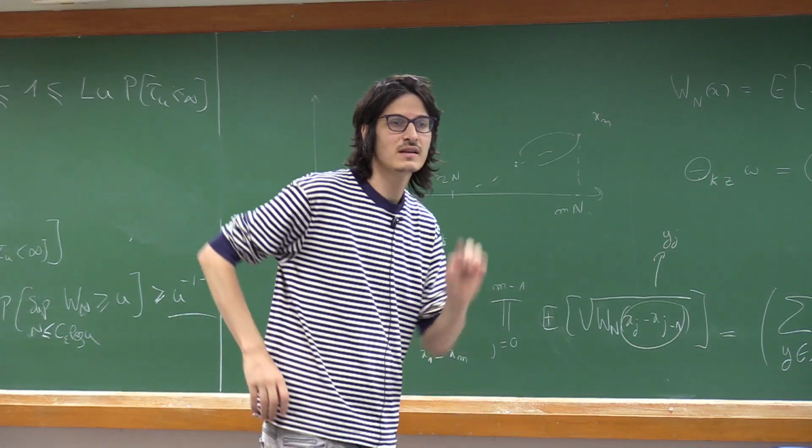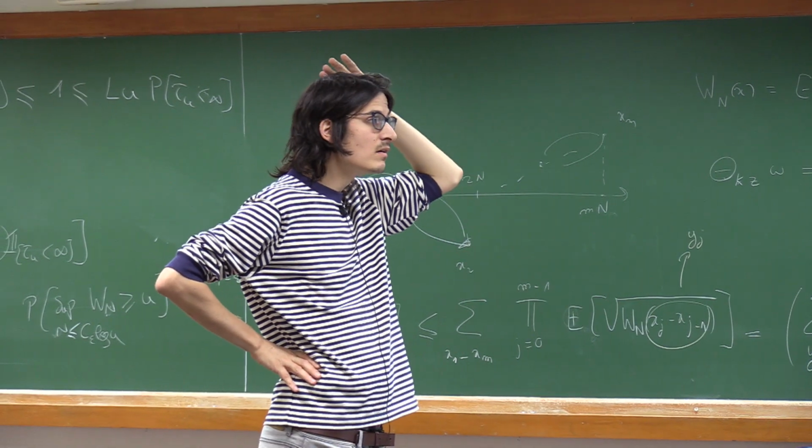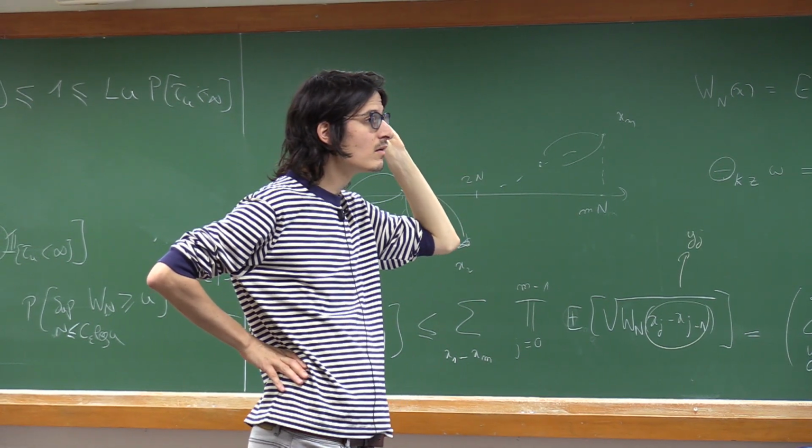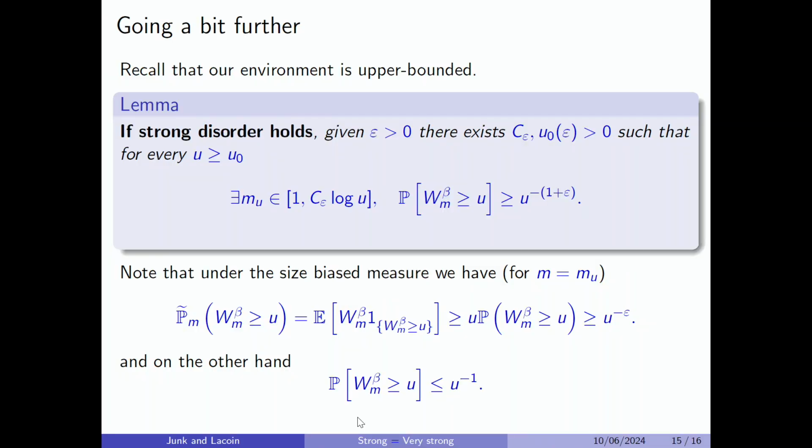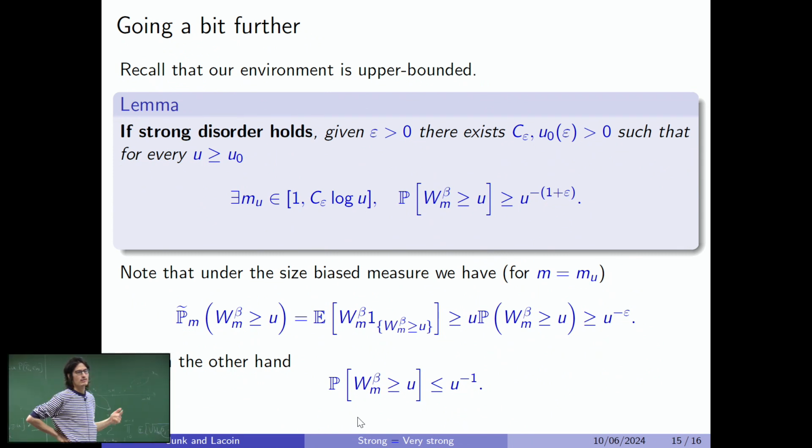May I ask why you have the inequality greater than u to the minus epsilon? Oh, I'm using the lemma. The probability is larger than u to the -1 plus epsilon. And then I have a u in front.